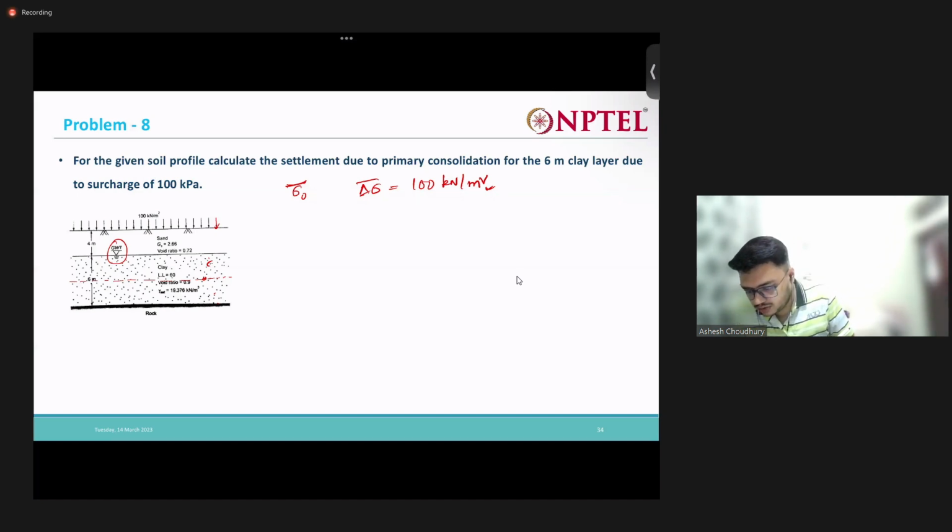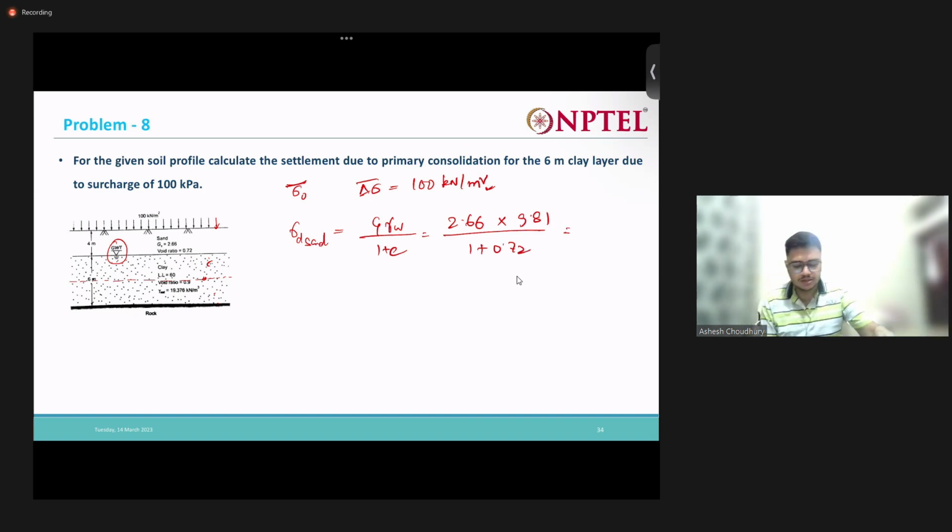So what I told was, let us first find out the dry unit weight of the sand. The dry unit weight is G times gamma W divided by 1 plus e. G is given as 2.66, so this is 2.66 times 9.81 divided by 1 plus 0.72. Please calculate this one. What is the dry unit weight?